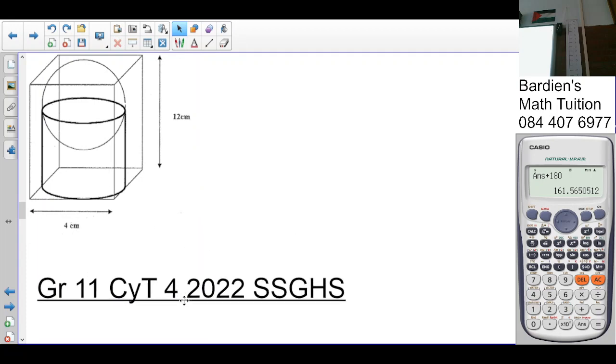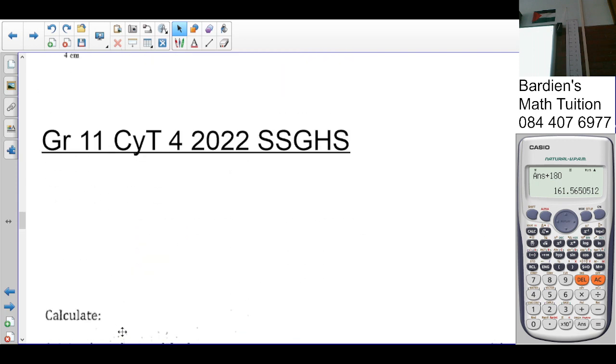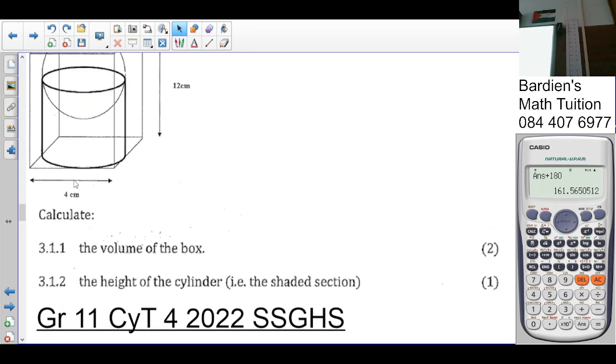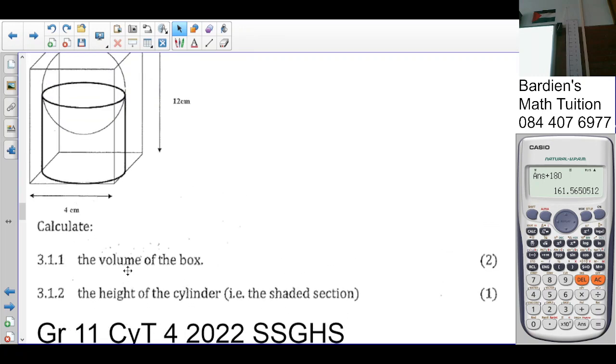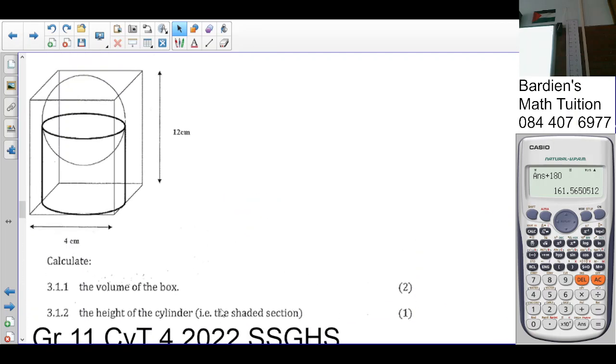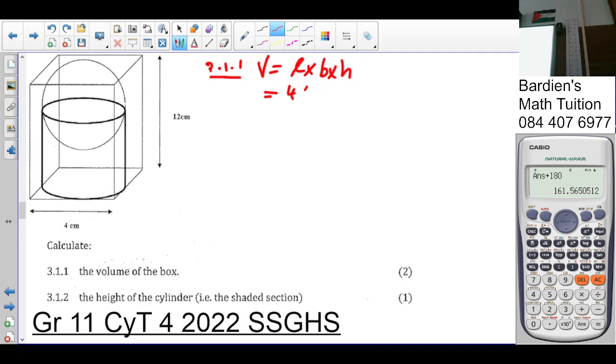Alright, first question. The question says calculate the volume of the box. How do you calculate the volume? Volume is equal to length times breadth times height. So the length is 4, the breadth is 4, and the height is 12. Which gives you an answer of 192 centimeters cubed.